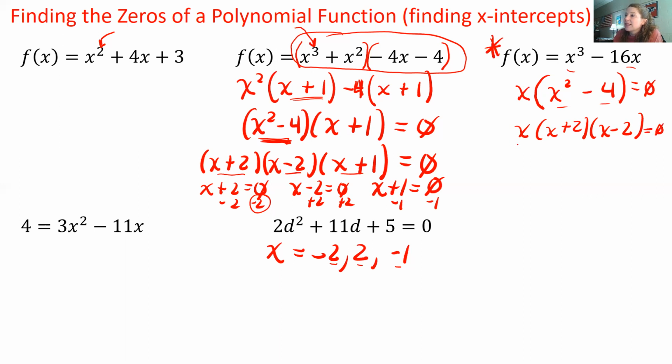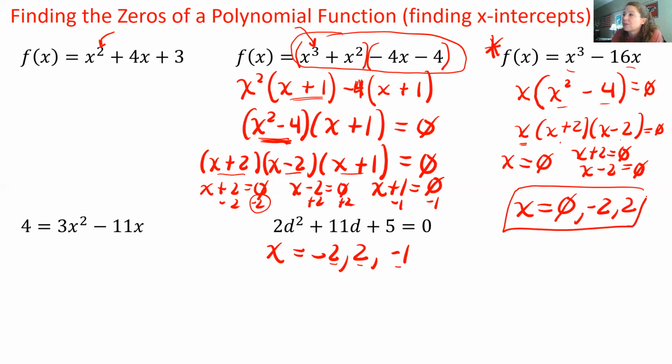So now if this number right here was 0, 0 times anything is 0. So one of my values for x is 0. If x is 0, the whole thing is equal to 0. And then I'm going to use x plus 2 equals 0, and also x minus 2 equals 0. And when I solve for x, I'm going to say that x could equal either 0, -2, or +2. I got 3 answers, right? And I have a leading exponent of 3.